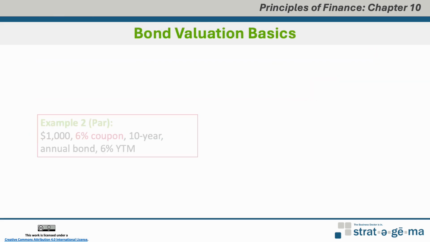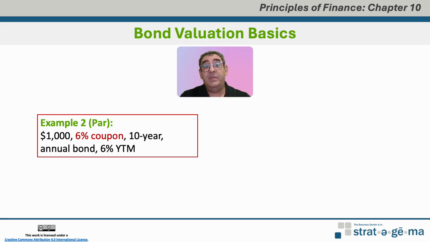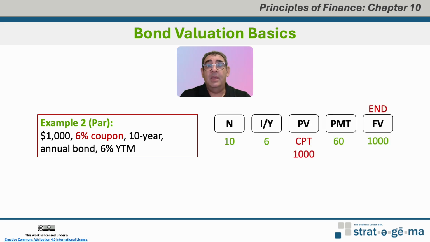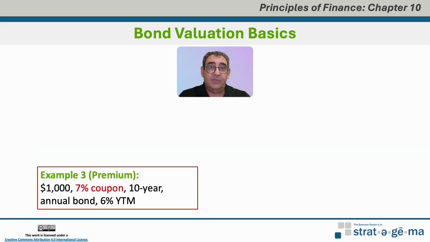If we look at a par example, that $1,000 bond with a 6% coupon, 10-year annual payments, 6% yield to maturity, we can prove that the present value is indeed $1,000. 10 N, 6 I/Y, 60 PMT, which is $1,000 face value times the 6% coupon, $1,000 future value, compute PV, guess what? You have $1,000.